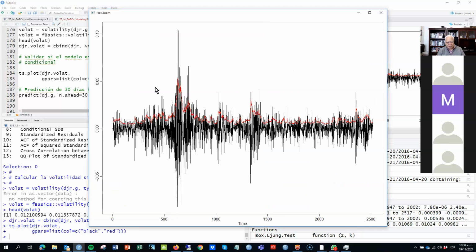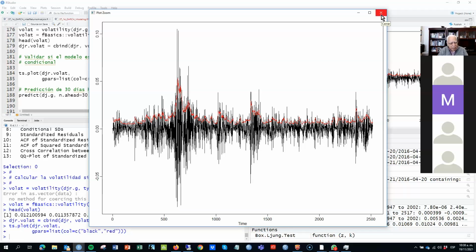So the red is the conditional volatility of the series, which follows pretty much what we saw in the graph when we ran the plot command. It is essentially the conditional standard deviation. Okay, so that's why it looks exactly the same. But if you wanted to work particularly with the volatility, this is a way to do it.